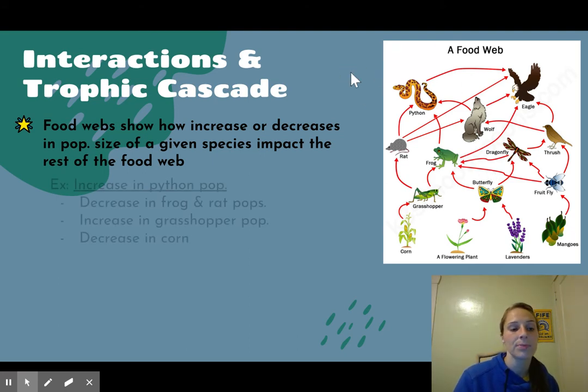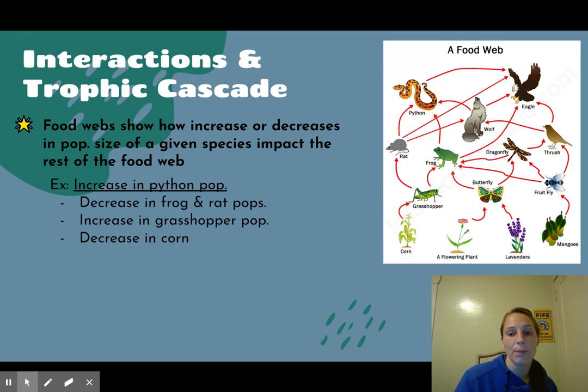change in one population. So one example of that would be an increase in the python populations. The python's going to be right here. If pythons increase, it's going to decrease frogs and rats because more pythons means it's going to eat more of its prey. So more frogs and more rats are getting eaten, which means their populations will decrease. Now, if the frog and the rat are getting eaten up, that's good news for the grasshopper because the grasshopper is hunted by these two. So if these two are gone, then the grasshopper is going to increase. If there's more grasshoppers, corn's going to decrease because there's more grasshoppers to eat it.